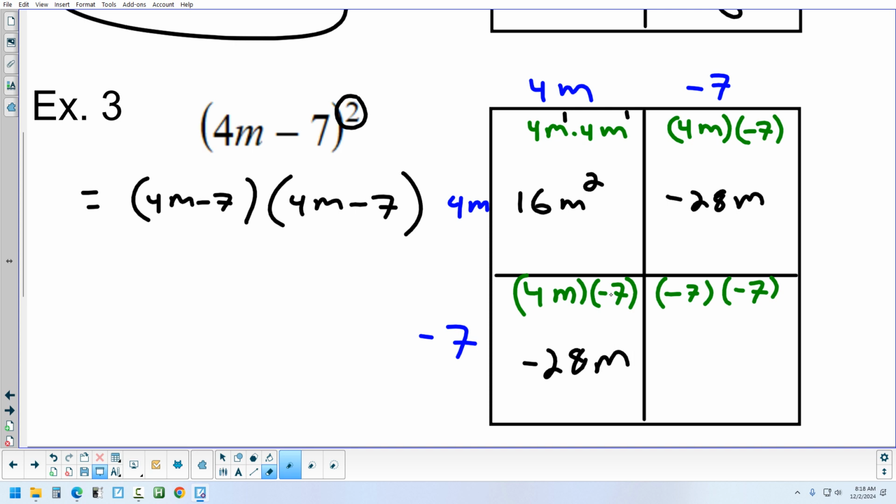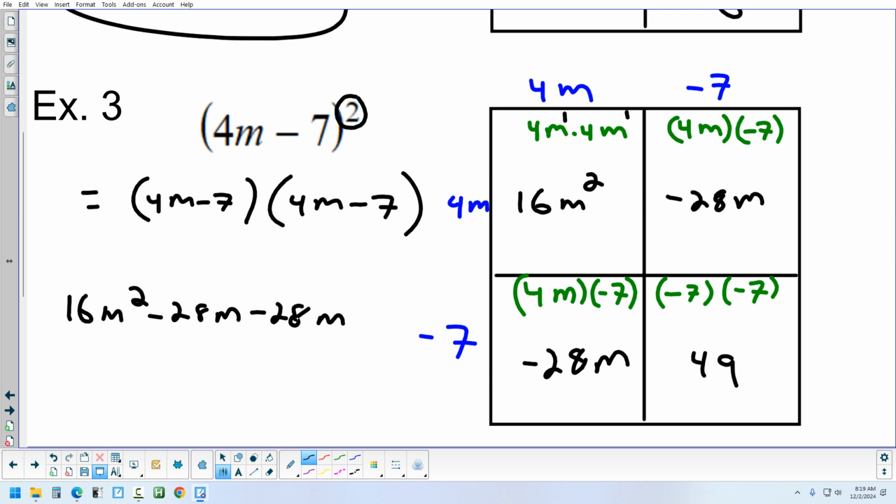All right, and then in the lower right, what's negative 7 times negative 7? Well, negative times negative, yep. It's going to be a positive 49. Okay. So now take each one of those answers in the box and write them down, combining them all together. If it's a negative, leave it as a negative. So 16m squared minus 28m minus another 28m plus 49.